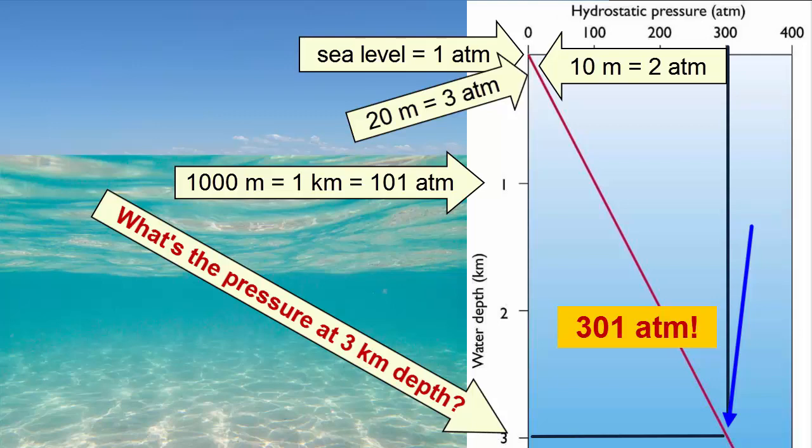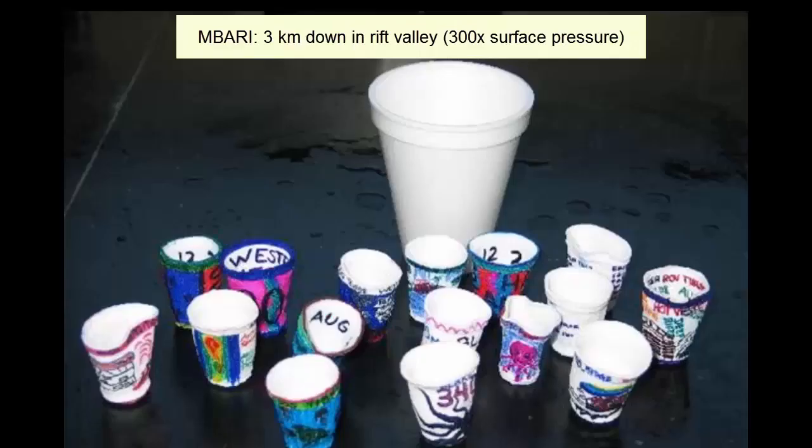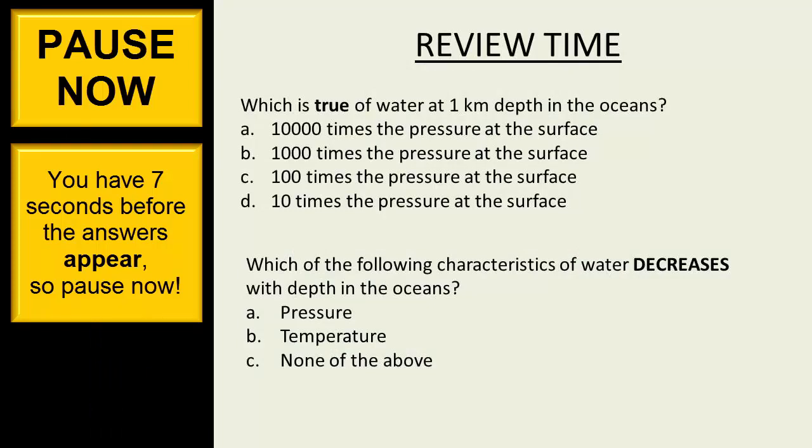What happens to objects that descend that deep? They get compressed, really compressed. These styrofoam cups were sent 3 kilometers down in the oceans in a submersible, where they were exposed to the pressures of the seawater by a robotic arm on the submersible. The air in the styrofoam compressed under that pressure, and the cups shrank, as you can see here. Pause now.